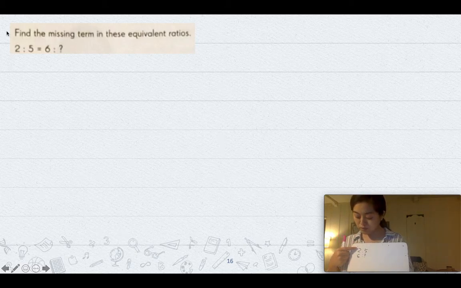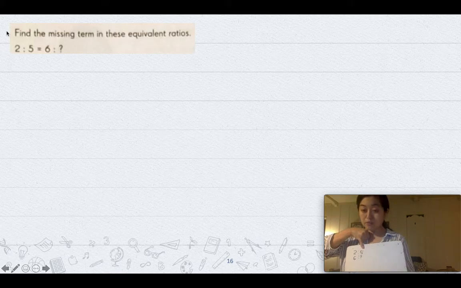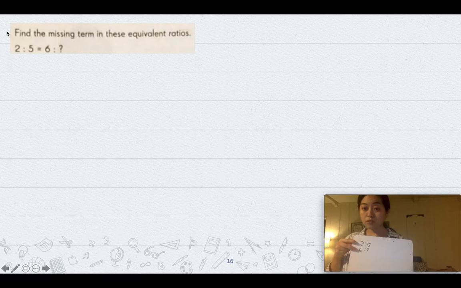Well, it looks like the first term in the first ratio is shown, and the first term in the second ratio is shown. The second term in the first ratio is shown. The second term in the second ratio is not shown. So we're going to work with what we know. And what we know in both of these ratios is the first term. So we're going to work with that.